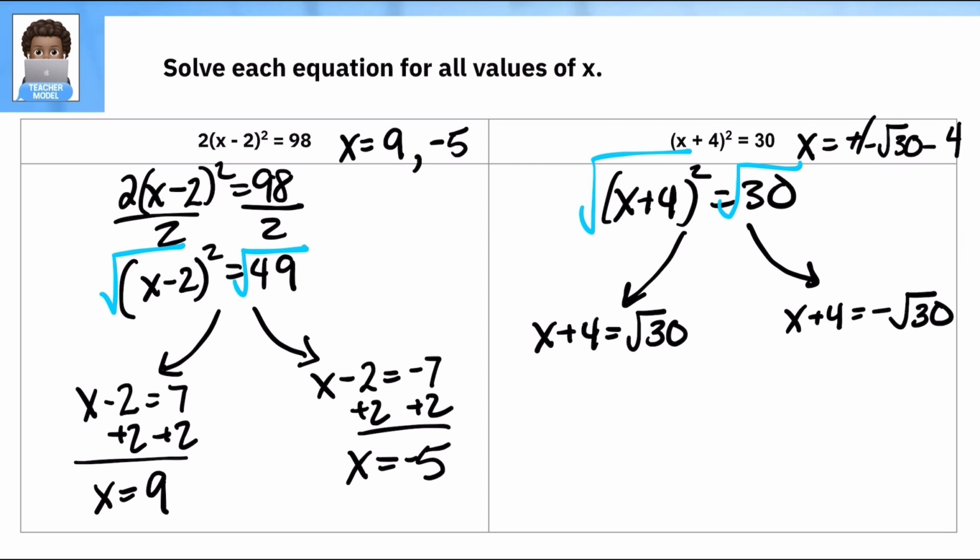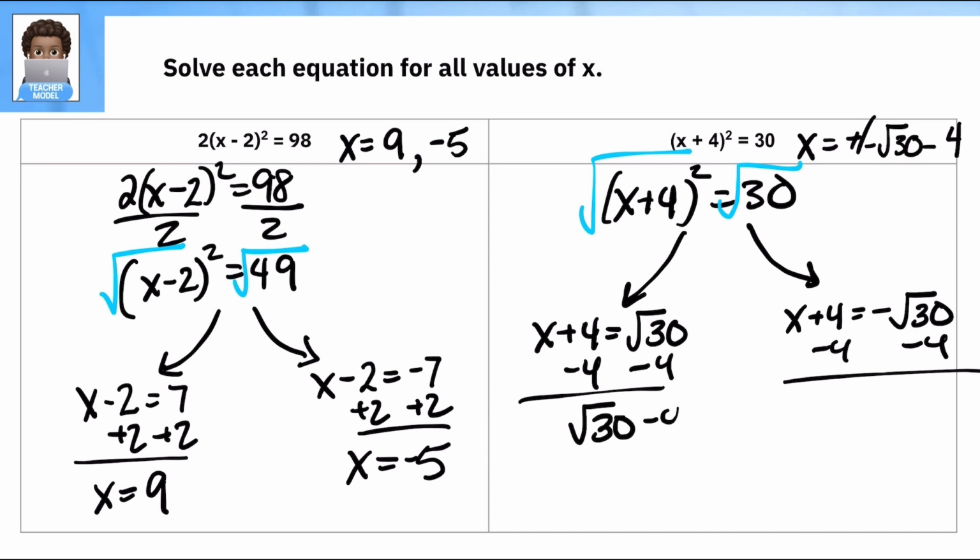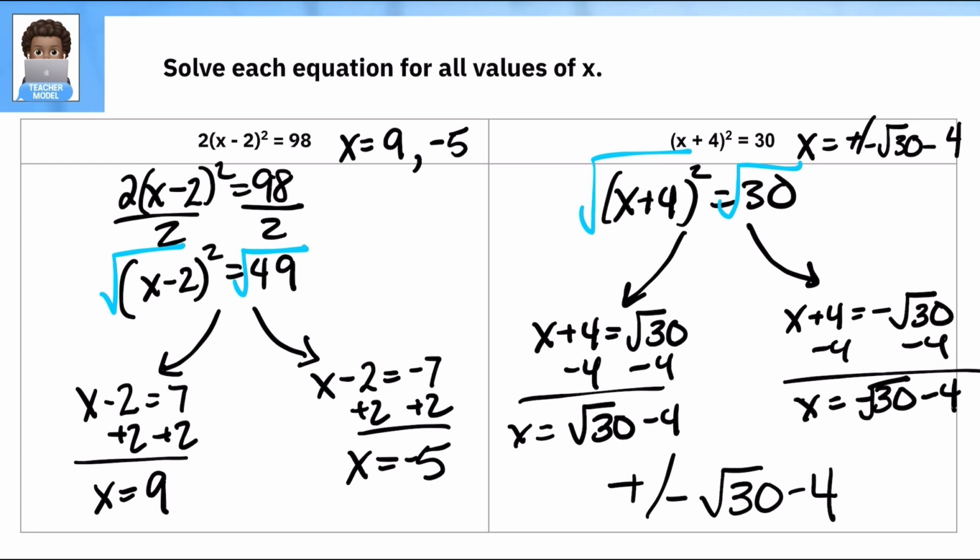Okay, so you're going to do the same work. We're going to subtract 4. And this is how we end up with plus or minus square root 30 minus 4, so that's the positive. And this is a negative. Okay, so I can also just write it as plus or minus square root 30 minus 4.